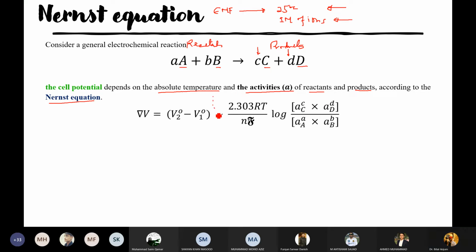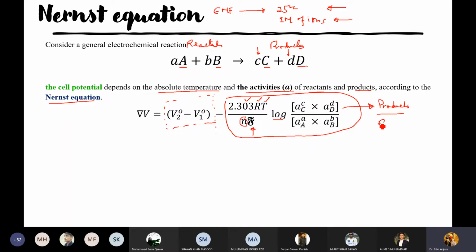So far you had seen this part of the equation, which is for the standard conditions. V2 standard minus V1 standard, or V cathode standard minus V anode standard. That is what you had seen so far. This portion basically deals with the condition that deviates from the standard portion. 2.303 is a constant, R is universal gas constant, T is the absolute temperature of the solution, n is number of electrons that are involved in the process, for 1 mole, Faraday's constant is represented by F. Then you have log of the upper portion represent products and the lower portion basically represents reactants.